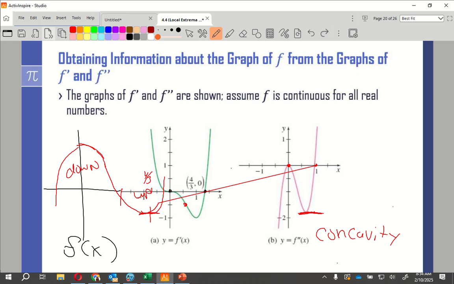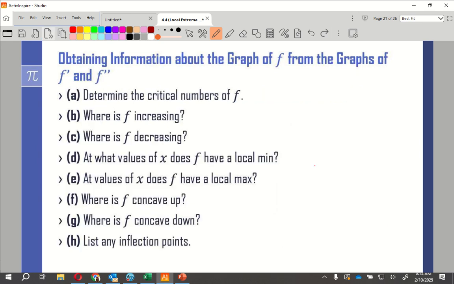Next thing. Right here, determine, this is step by step what you're going to do for each one of these problems. Critical points of the numbers f. So what does that mean? Find f prime of x, right? Find the derivative and set that equal to 0. Increasing, decreasing. These things right here, what can I use for this? My number line.